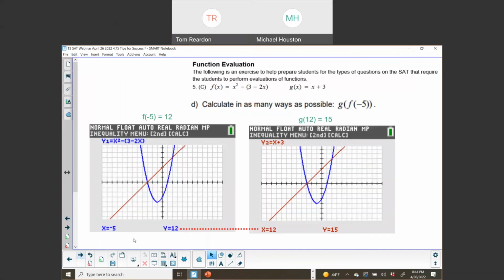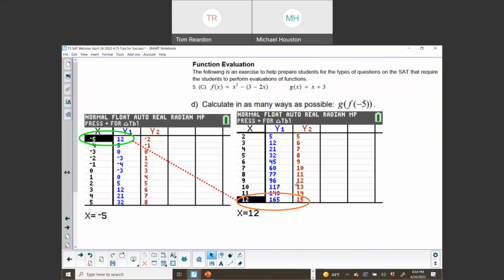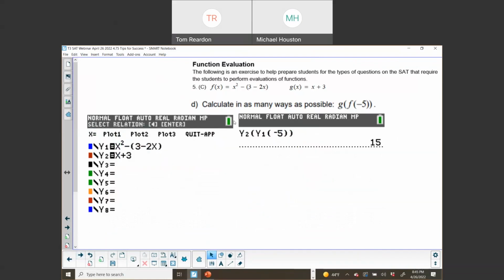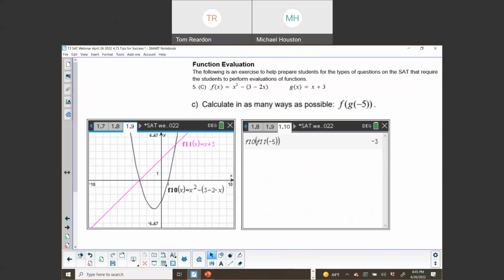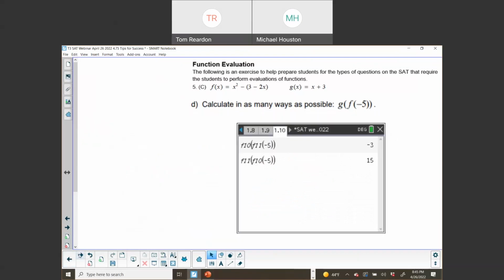Now going the other direction, g of f at -5. Again, I did it graphically. I went to the blue one, got 12, went to the red one, put in 12, got 15. Did the same thing with the table. You could see it on the table. Okay, so it's another option there. And then I also did the function composition as you see it normally, using function notation. And I could also do the composition function, okay? But here's the part I want to go with next, okay?